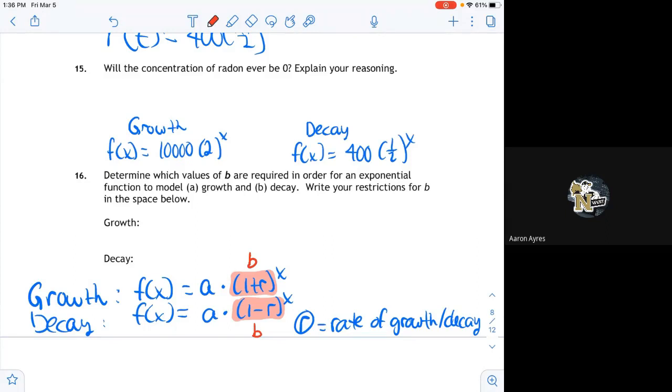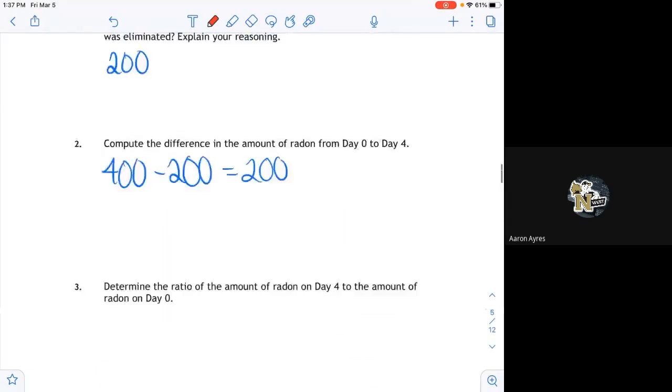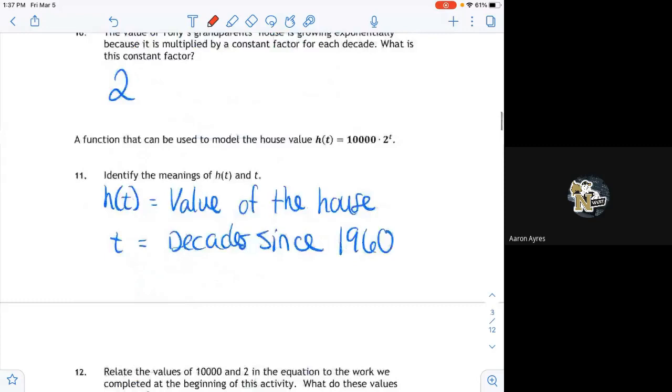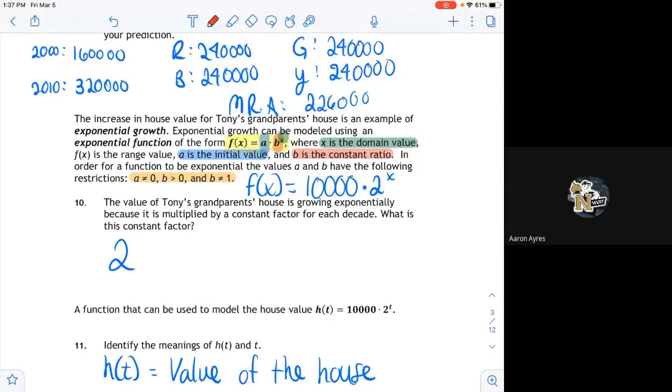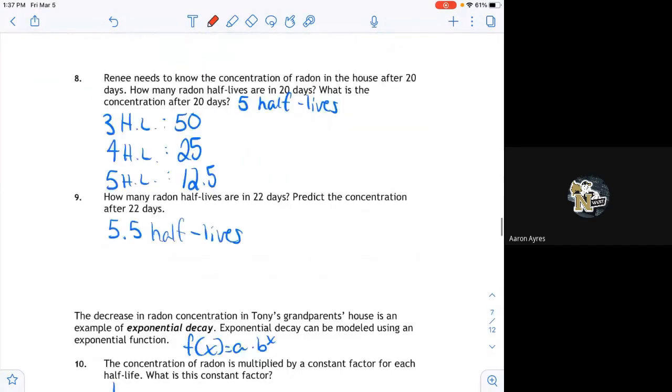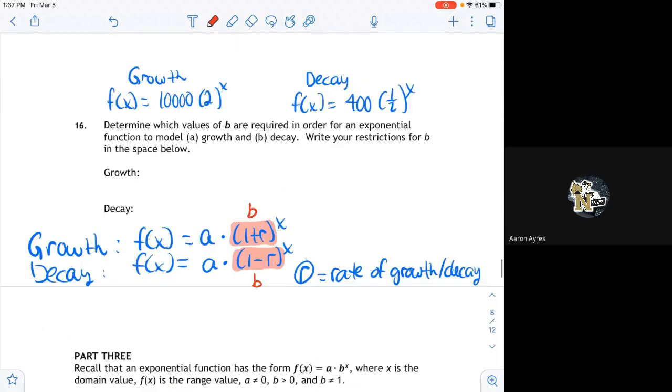Green and yellow are decay, red and blue are growth. Okay? B has to be less than, oh wait. I just say like B is less than or equal to 1. Not less than.